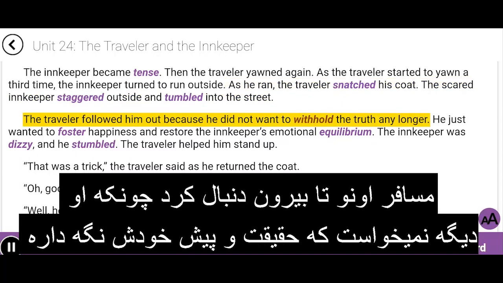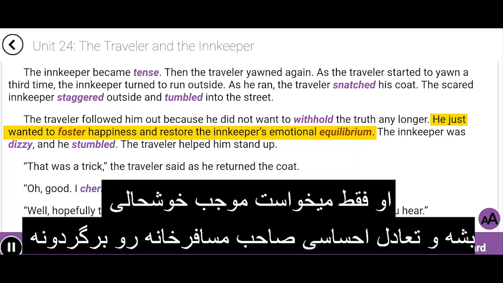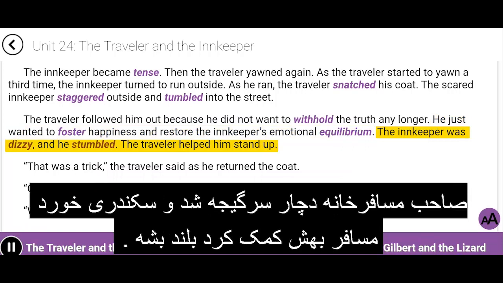The traveler followed him out because he did not want to withhold the truth any longer. He just wanted to foster happiness and restore the innkeeper's emotional equilibrium. The innkeeper was dizzy and he stumbled. The traveler helped him stand up.